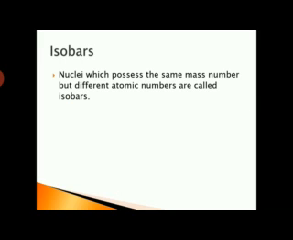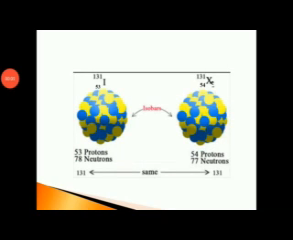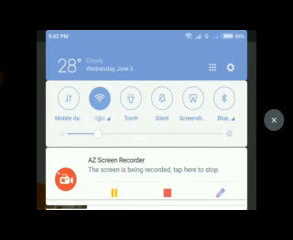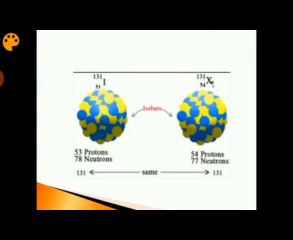And the next category of types of nuclei are isobars. Isobars are nuclei which possess the same mass number but different atomic numbers. Let us see some examples of isobars. Here we can see 131 iodine and 131 xenon. Both have the same mass number 131, but their number of protons is different. In iodine, there are 53 protons, and in xenon, there are 54 protons.